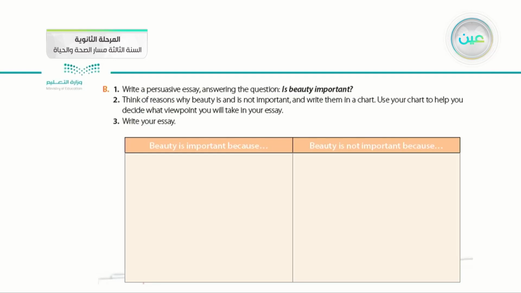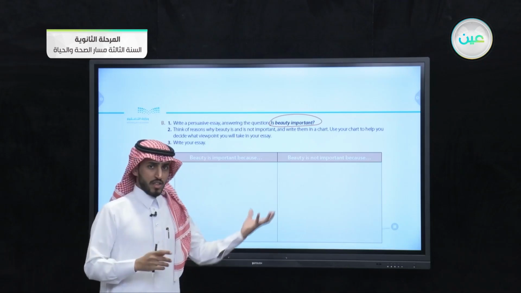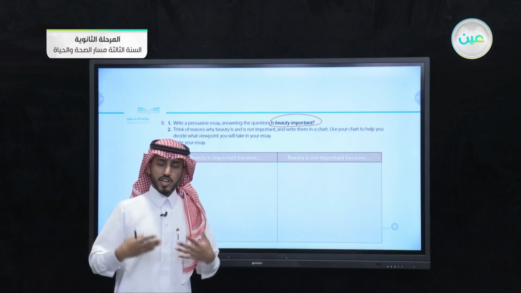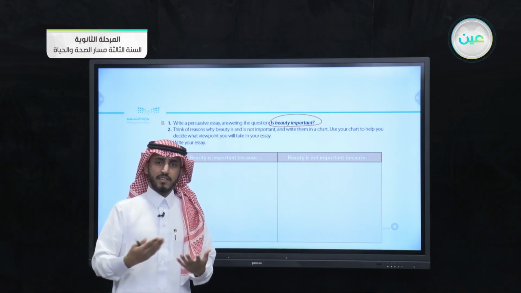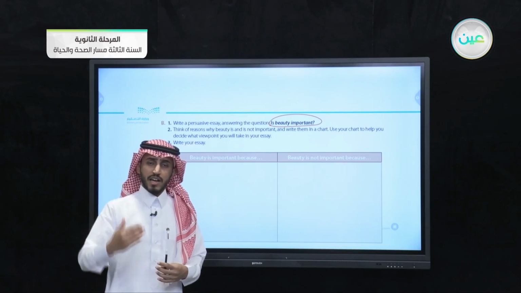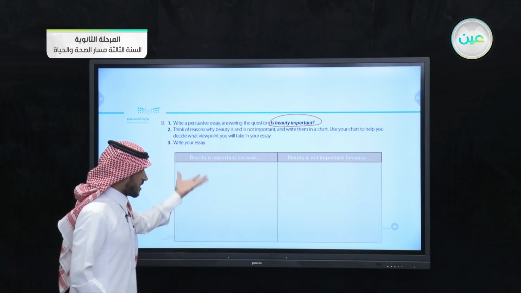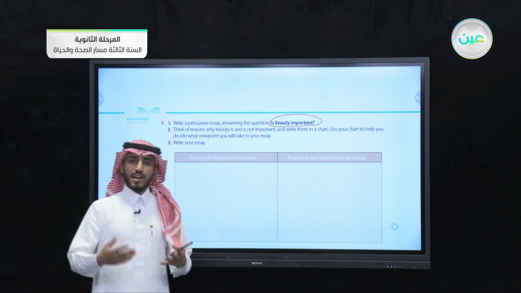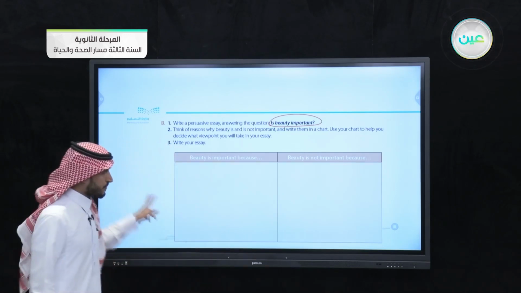After that, we move to this page where we have a chart. In this chart, we have 2 columns. On the right side, beauty is important because, and on the left side, beauty is not important because. And you were asked to pick a stance regarding this question. Is beauty important? You decide if it's important or not. Then you go ahead, research, think, reflect upon this question, then write your own ideas here or there if you want, and after that start writing your own persuasive essay.